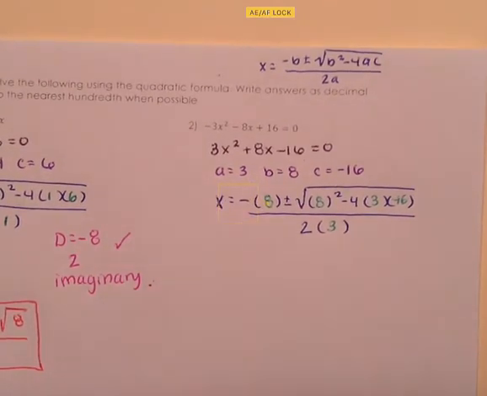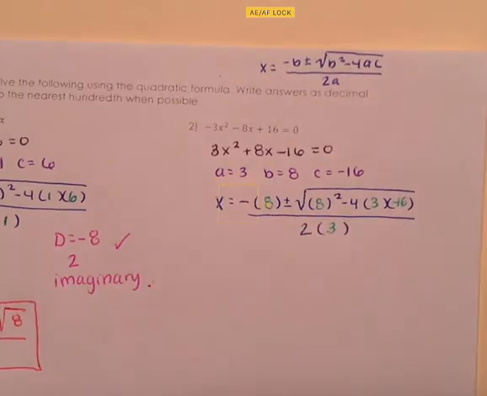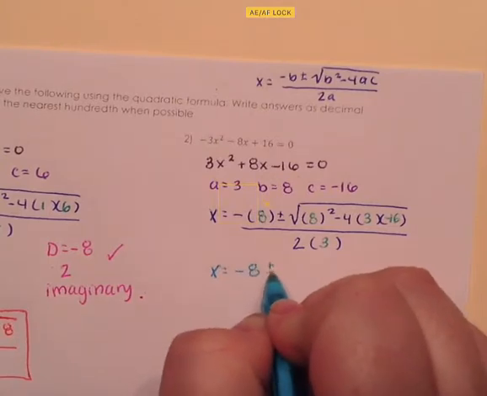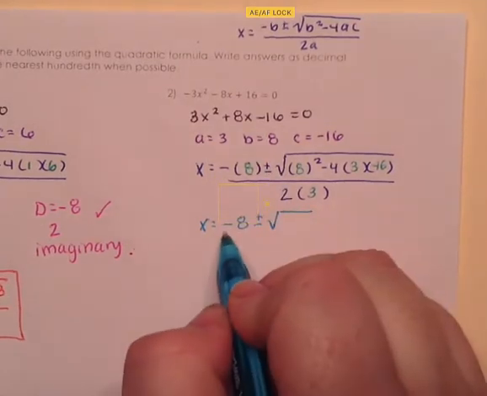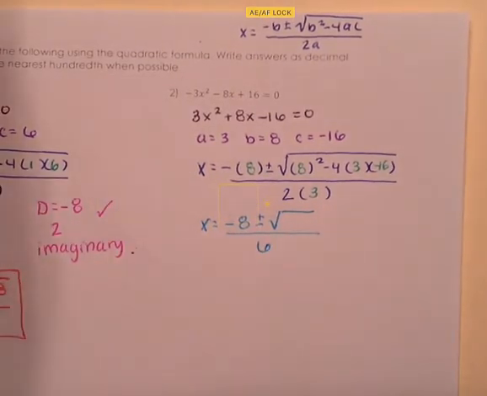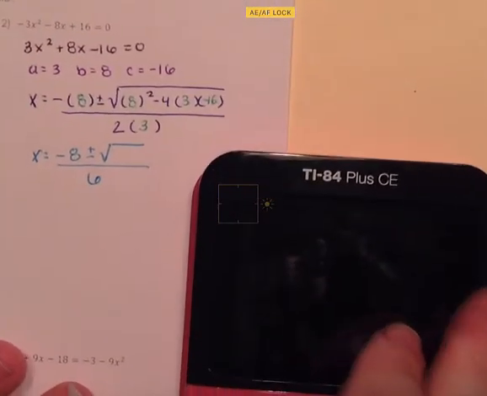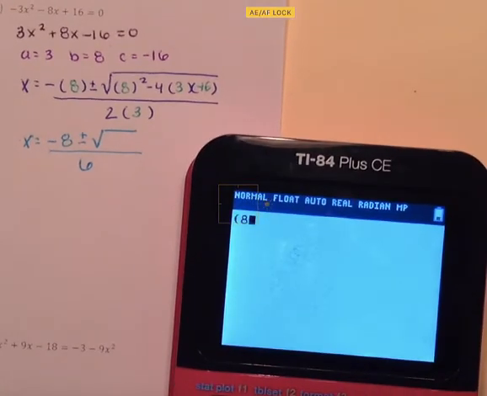So I'm going to do the outsides without a calculator. So we'll have x equals negative 8 plus or minus the square root of, I'll figure that out in just a second, that's our discriminant, all over 2 times 3 is 6. So I'm going to go figure out the discriminant by plugging in the inside of the radical. So that is parentheses 8 parentheses squared minus 4 parentheses 3 close parentheses negative 16 close parentheses equals.